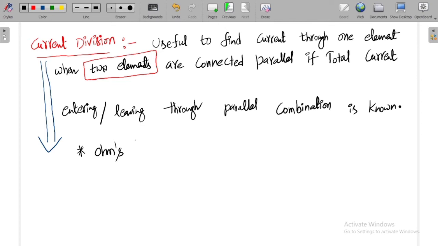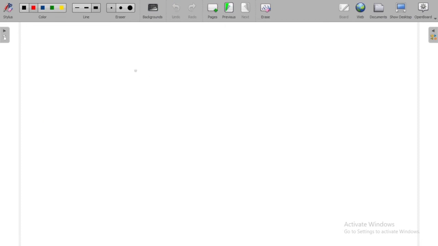And how can we understand current division rule? If we have a basic knowledge of Ohm's law and Kirchhoff's current law. Okay, what is KCL? Kirchhoff's current law. So before understanding current division rule, we need to understand Kirchhoff's current law and Ohm's law. Then it is easy to understand current division rule, right? So the major drawback in current division rule is we can apply it easily only when there are two resistors connected in parallel.